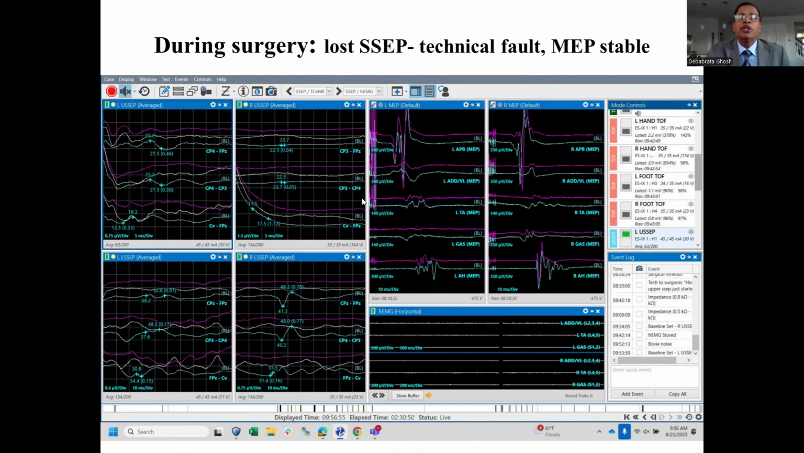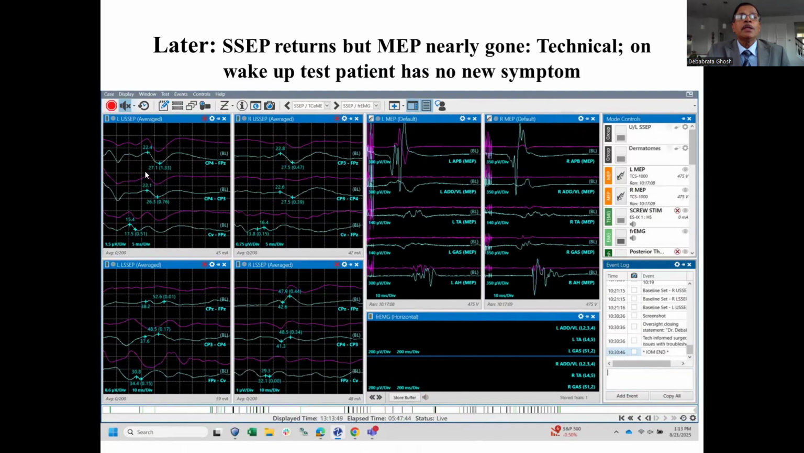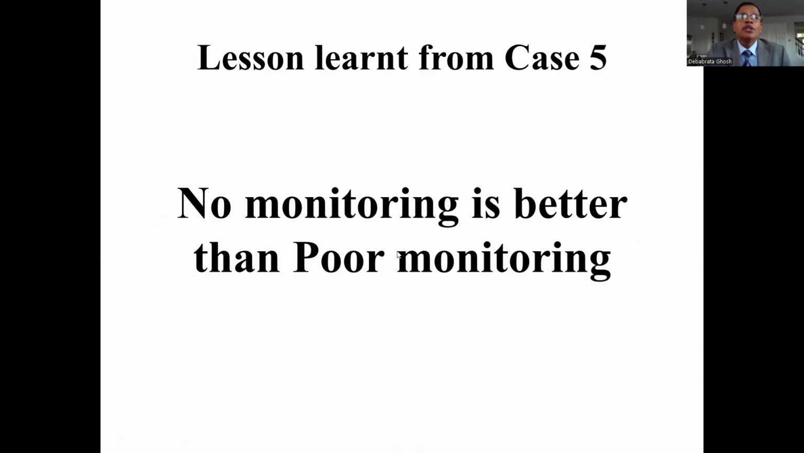The technician changed the port from MEP to SSEP, and with that, SSEP showed improvement, but MEP responses are all gone. Basically, this created a lot of confusion. Surgeon was mad, and then on wake-up test, patient had no neurodeficit. Basically, all the fault lies with the technical team, that is our IOM team. So this case tells that no monitoring is sometimes better than poor monitoring.